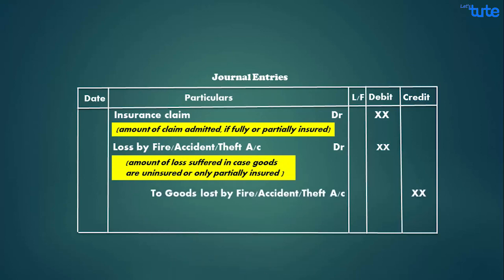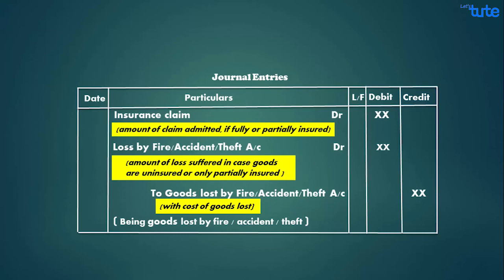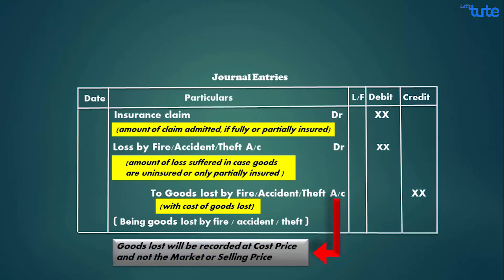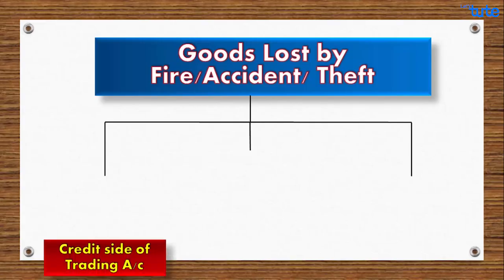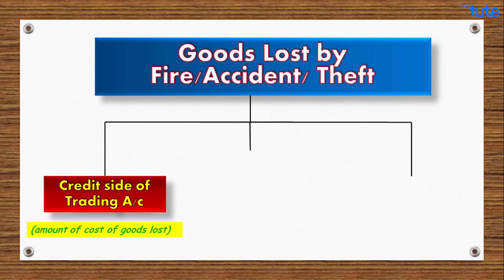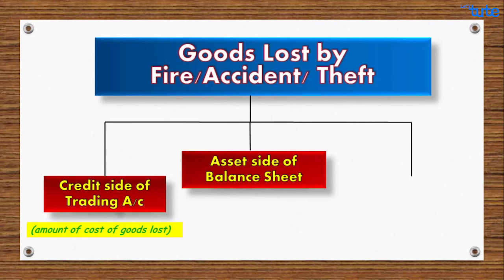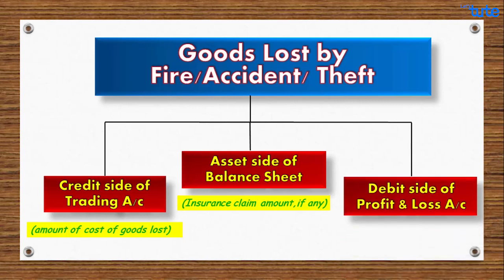2. Goods lost by fire or accident or theft account credit with the cost of goods lost. Do remember that we need to take the cost price and not the market or selling price. And also the effects would be, first, credit side of trading account will show the cost of goods lost. Second, asset side of balance sheet will show the insurance claim amount if any. And the third one is debit side of profit and loss account will show the net loss amount.